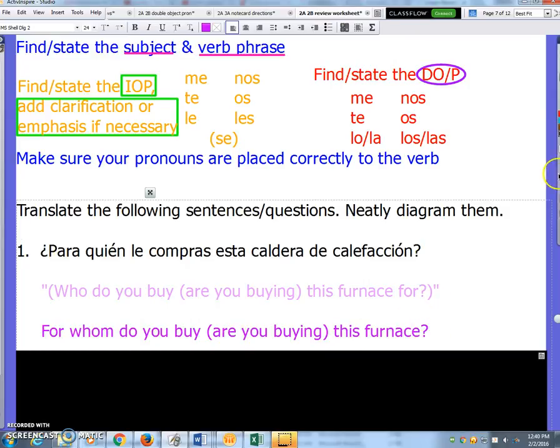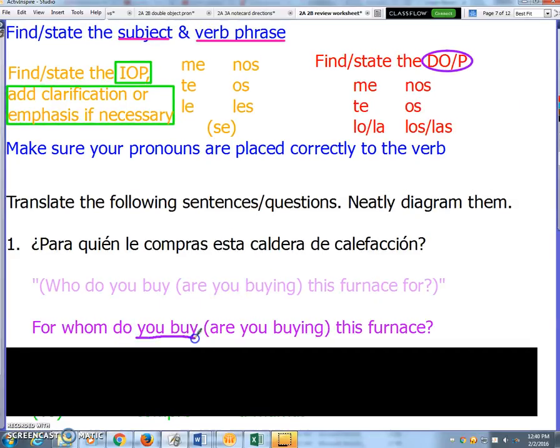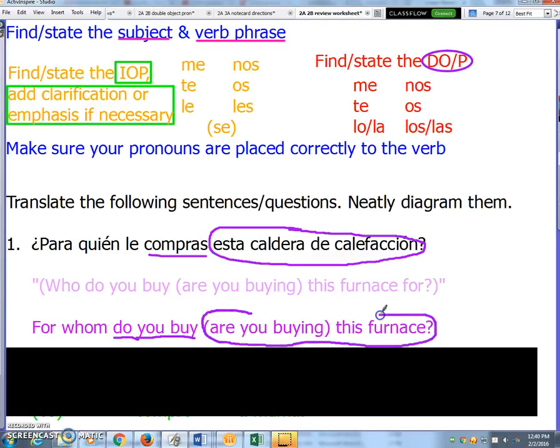So if I were to diagram that, my subject is you. My verb phrase is do and buy, so compras. Who or what's being verbed, who or what's being bought will help me find the direct object, so it is this furnace. Sorry, these are going to be fairly sloppy. I have to draw these shapes with my mouse, and it's not as easy as pencil and paper. And to or for whom is the indirect object.